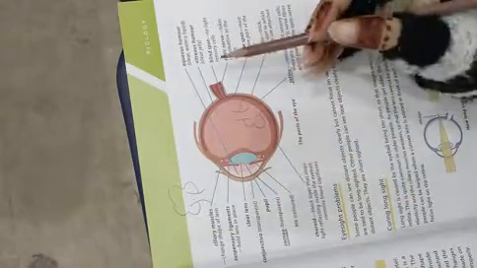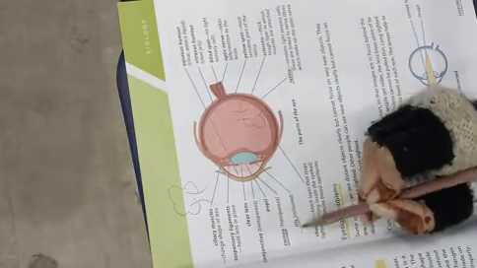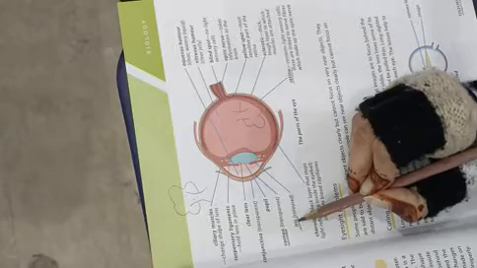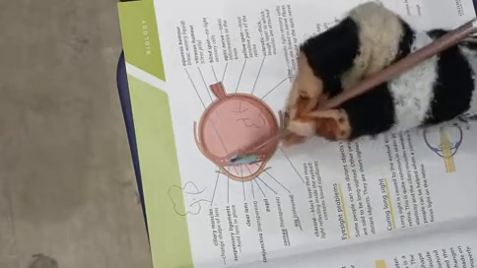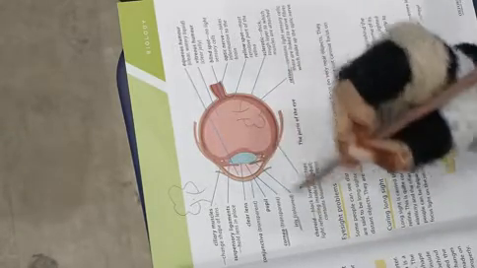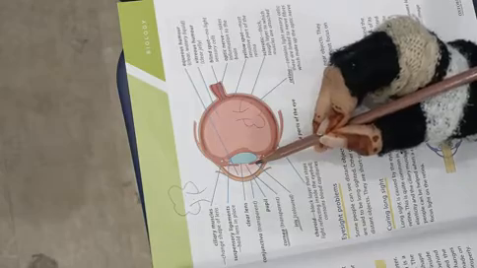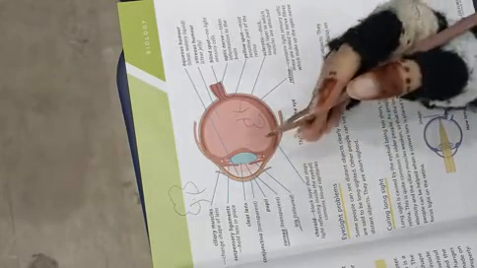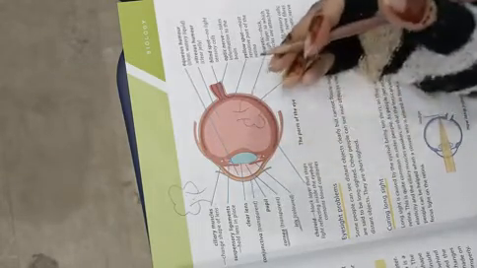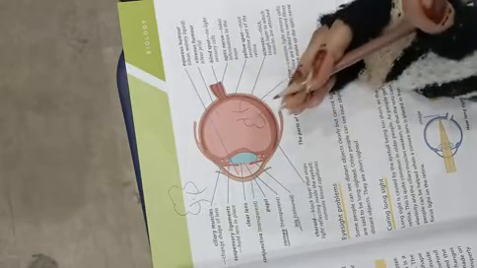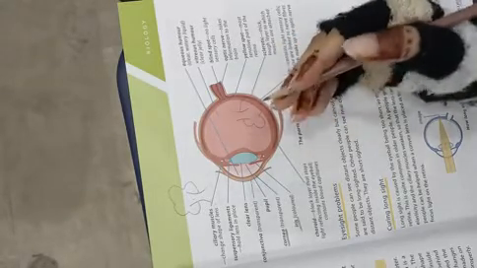The next one is the iris. Iris is the colored part of the eye. Here you can see this is the iris, and behind the lens it's a sheet of muscle that is called the iris. It is the colored part of an eye.